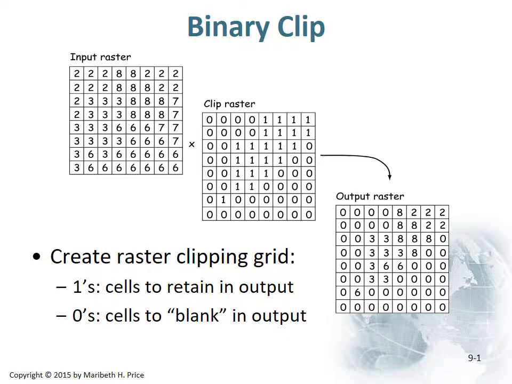The best way to probably create your clip raster, if this is an approach you want to take, would be to simply reclass whatever it is you want to use as the clipping raster. Okay. So the ones in the clipping raster retain values in the output. The zeros blank them out through multiplication.